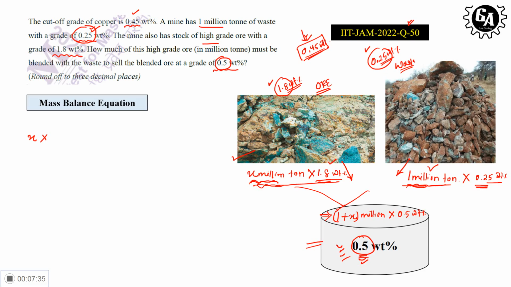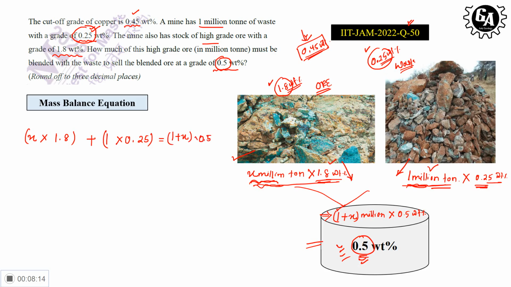1 million ton, sorry, this is x into 1.8, okay, 1 million ton plus x into 1.8, 1 million ton into 0.25, that will give rise to 1 plus x into 0.5.